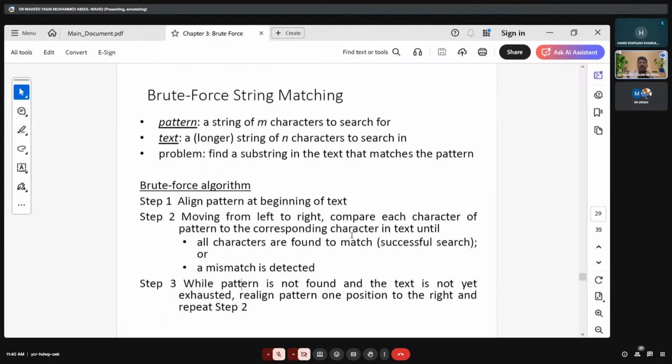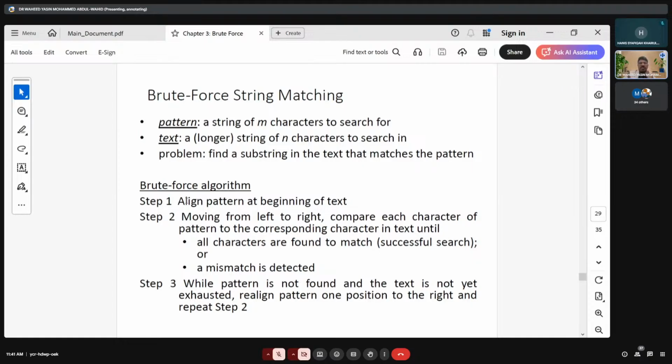Brute force string matching. We have a pattern, a string of m characters to search for, and a text, a longer string of n characters to search in. Problem: find a substring in the text that matches the pattern. So I have a string and a text, and I want to search if this string is in the text.